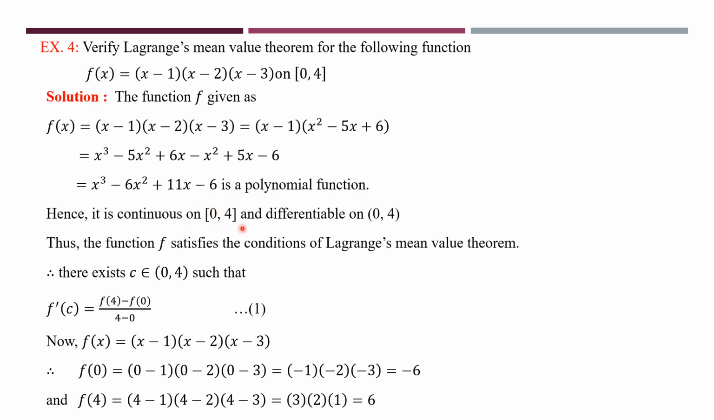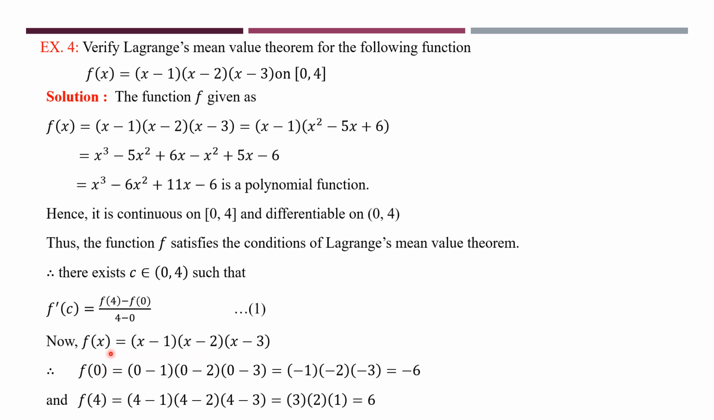Therefore, it is continuous on the closed interval and differentiable on the open interval. Therefore, f satisfies the conditions of Lagrange's mean value theorem. Then there exists a point c belonging to the open interval (0, 4) such that the formula is f'(c) = (f(b) - f(a))/(b - a). Putting the values, we get (f(4) - f(0))/(4 - 0), denoted by equation 1. f(x) = (x - 1)(x - 2)(x - 3).